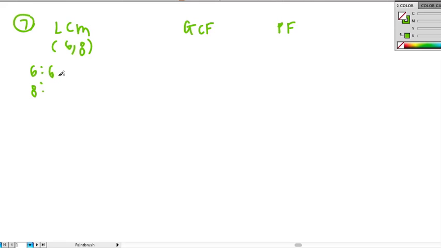So I do 6 times 1, 6. 6 times 2 is 12. 6 times 3 is 18, and 6 times 4 is 24. And we could keep going, we just don't need to. For 8, the multiples, 8 times 1 is 8. 8 times 2 is 16. 8 times 3, 24. And so on.